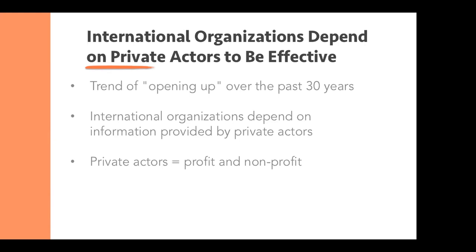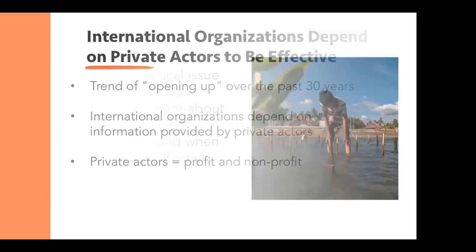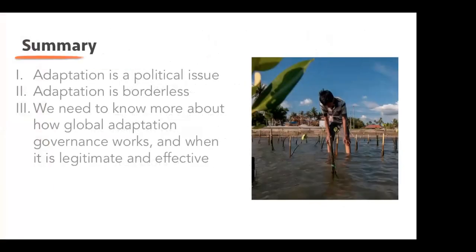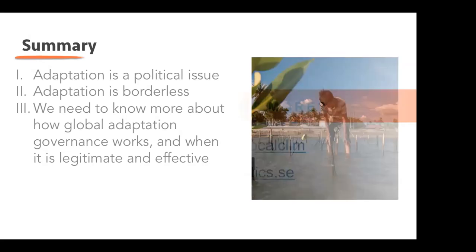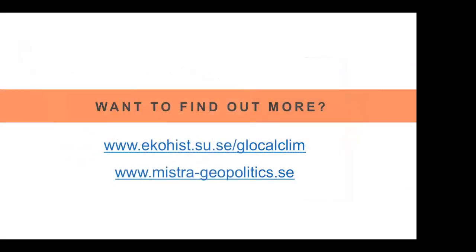This begs the question of how to achieve legitimate and effective global governance. So in summary, just to reiterate my main points, adaptation is a politicized issue, it's a borderless issue, and current developments imply that we need to know more about how global adaptation governance works and when it is legitimate and effective. Thank you very much.